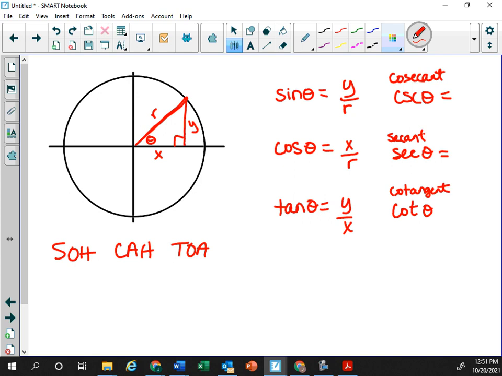So they're the reciprocals. Since sine was y over r, cosecant is just r over y. That's all you're doing. You're just flipping whatever the sine, cosine, or tangent was. So secant is going to be r over x. Cotangent will be x over y.